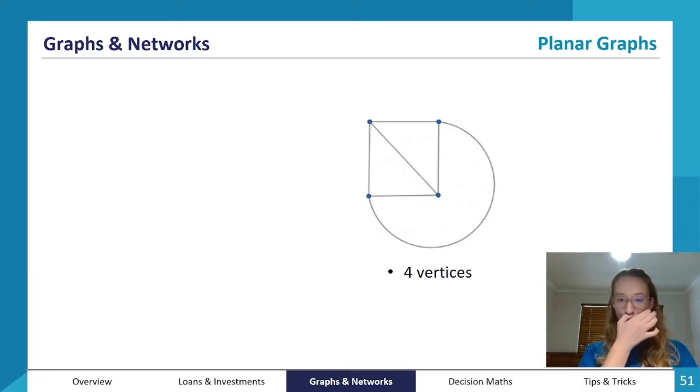You can count the blue points. We have 6 vertices, 1, 2, 3, 4, 5, 6. We can see that we have 6 edges. The other bit of information that we can find out from here is that we have 4 faces.